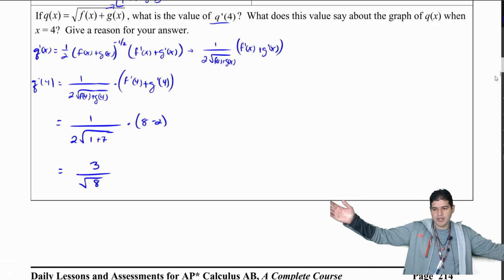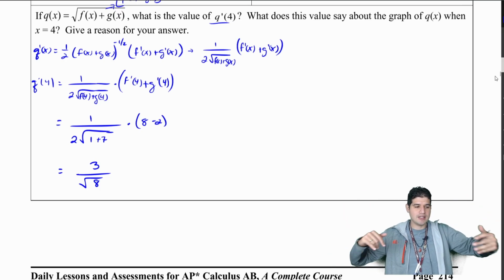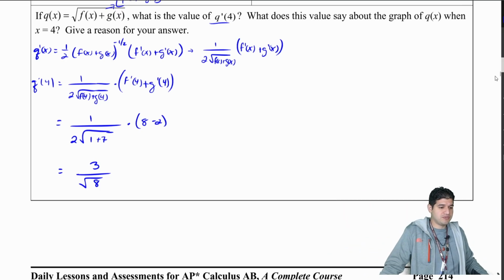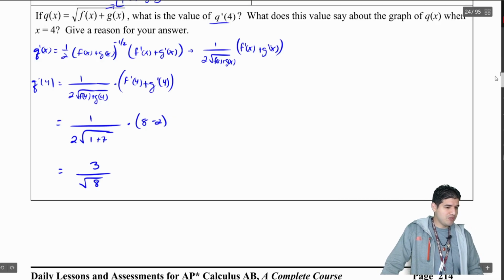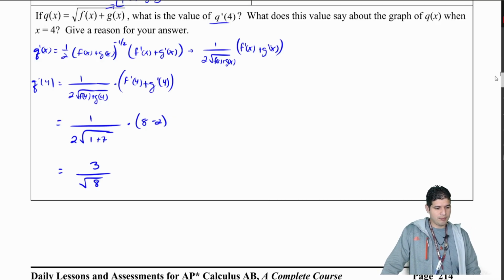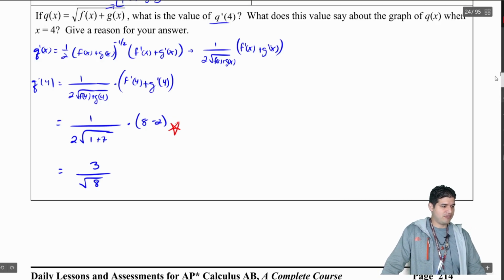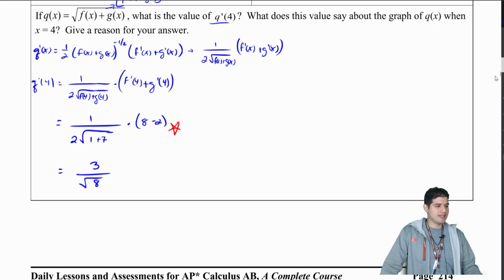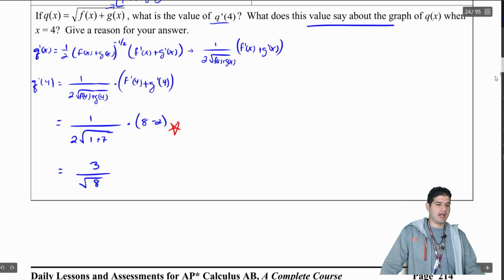I'm not going to do anything else there. I could rationalize, but it doesn't matter. That is the answer. I don't really need to simplify any more from this. In fact, if you really didn't want to on the AP exam, you wouldn't even need to simplify from that point. But moving forward, we want to say, what does this value say about the graph?